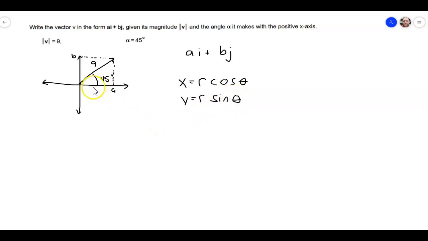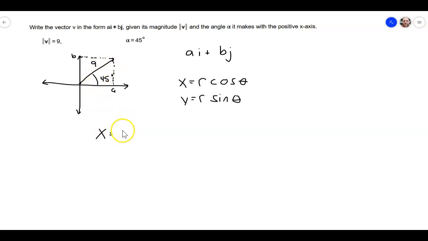And if you think about it, you're just using trigonometry here, or the SOHCAHTOA rules, in order to get these formulas. And the x value is going to be our a, because i is the unit vector along the x-axis. And the y value will be our b, because j is the unit vector along our y-axis. So really just plugging this in, x is going to be equal to the radius. That's the same thing as the magnitude there.